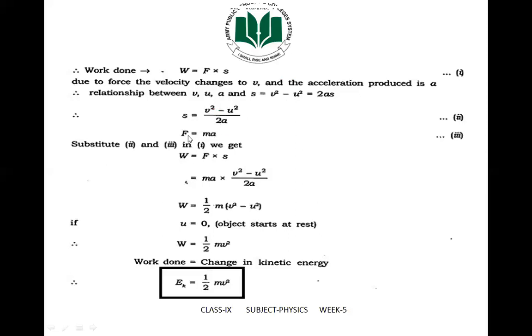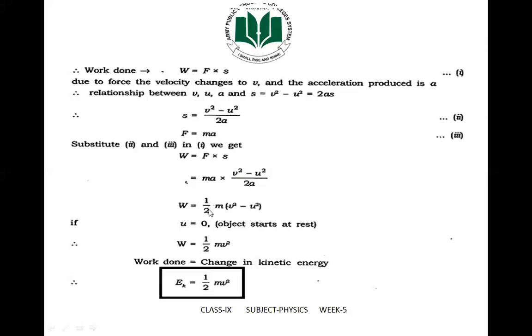You know that the formula of Newton's second law of motion is F equal to ma. You have already read it in the second and third chapters. Substitute the values of equations 2 and 3 in equation 1, and we get the answer. W is equal to F multiplied by s. We put F equal to ma, multiplied by the value of s, which is vf square minus vi square divided by 2a.